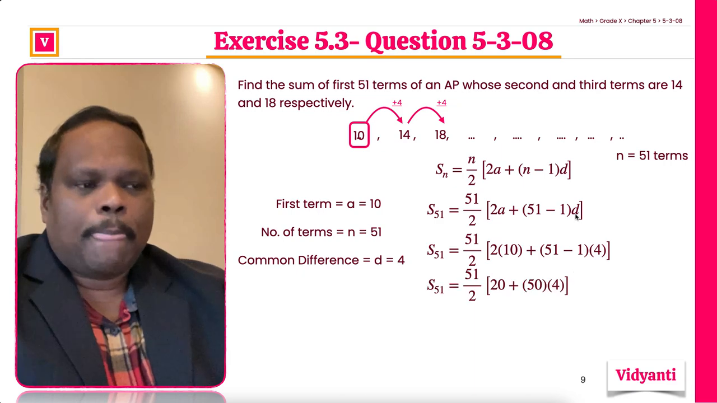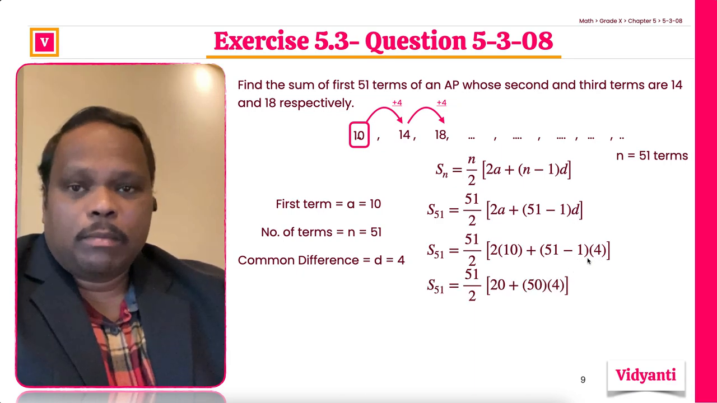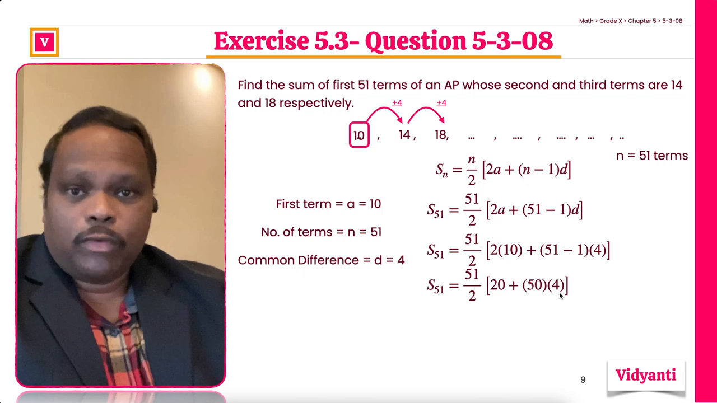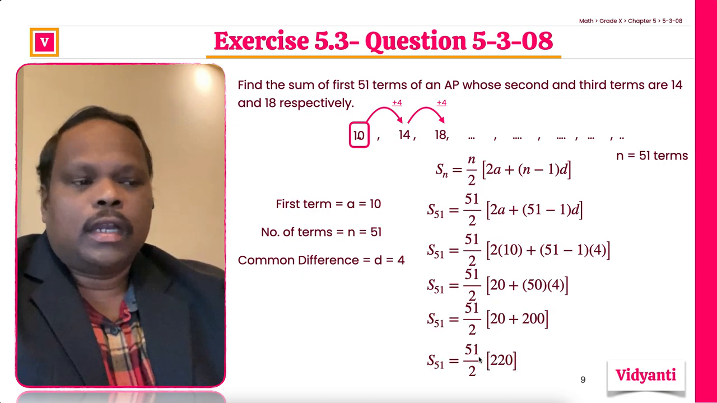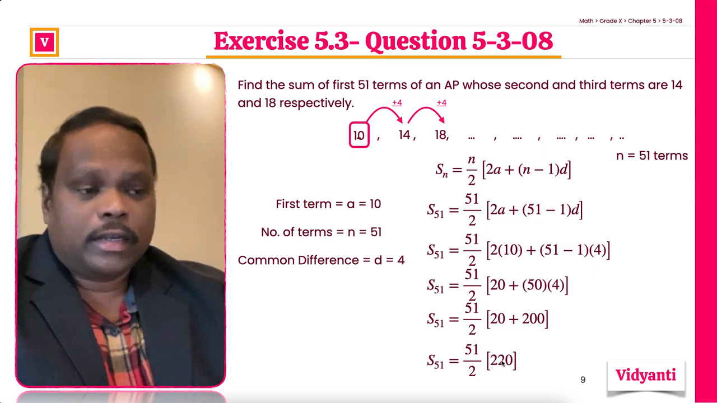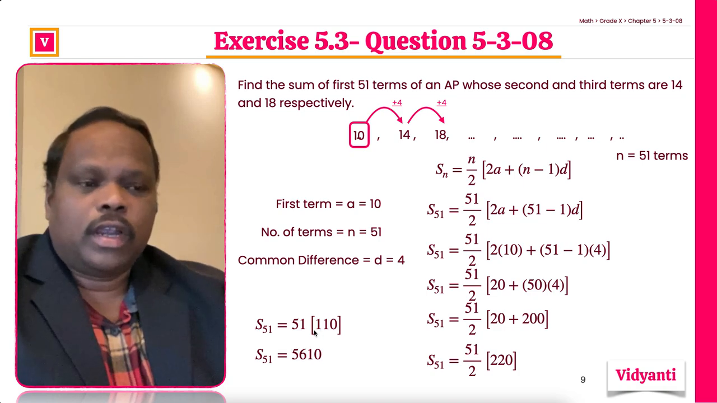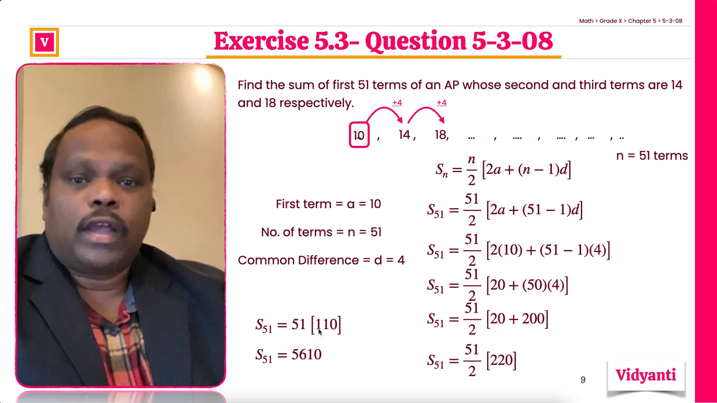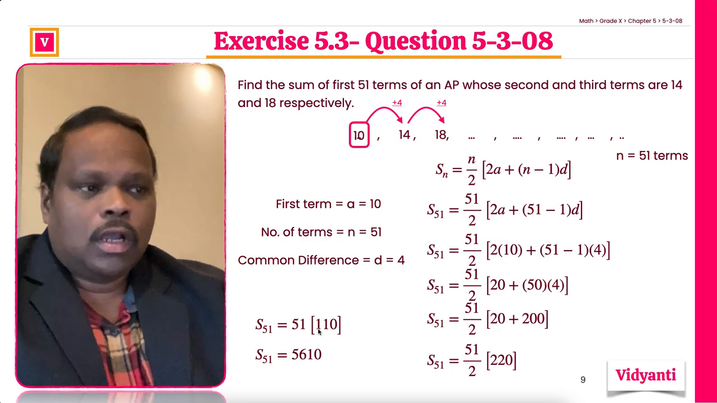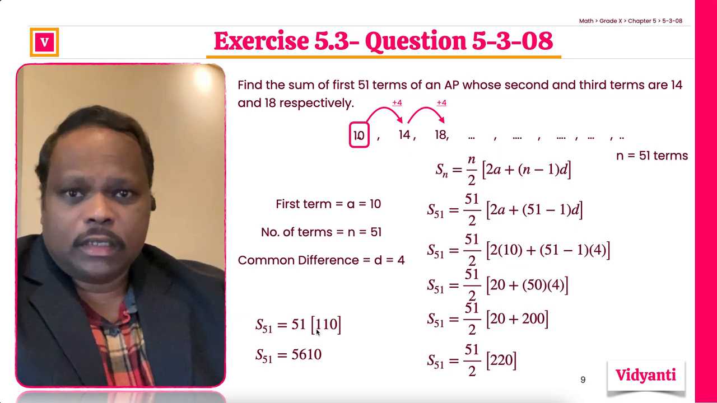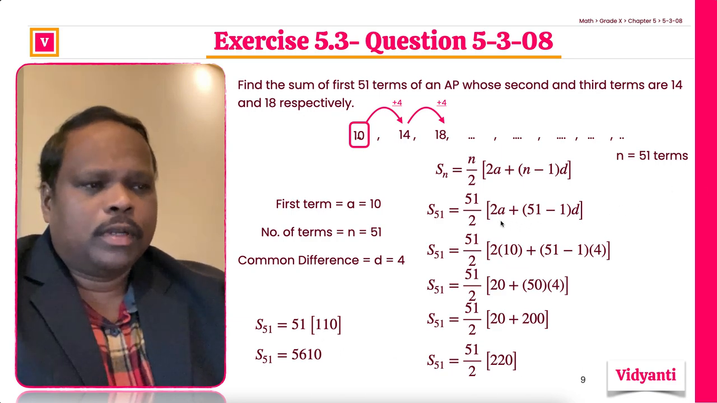Now, we will calculate this multiplication first. 50 times 4 will be 200, plus 20. That will be 220. And now we can cancel the 2 by 220 and get 110. Finally, we'll multiply 110 times 51 and our answer is going to be 5610.